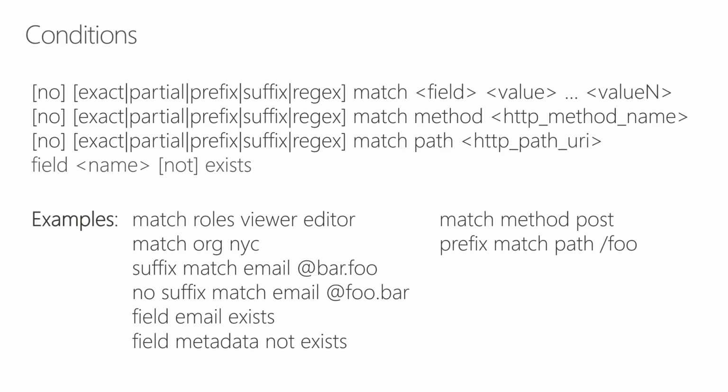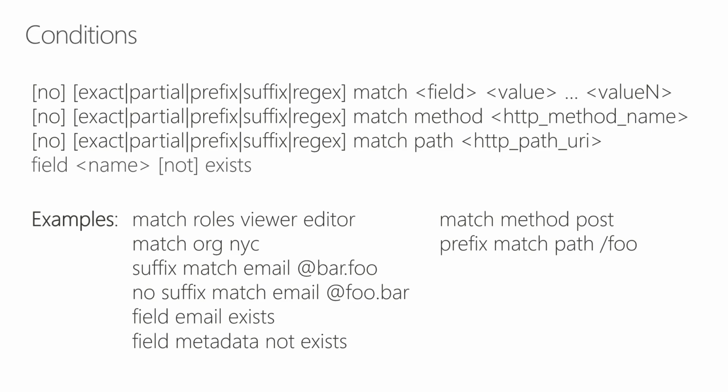Next iteration was I wanted to negate the match. So no partial match, no suffix match, email at full bar. So that would match. Let's say you have an email that someone has from domain foo.bar, you can say anyone else who has an email from some other domain would be matched.